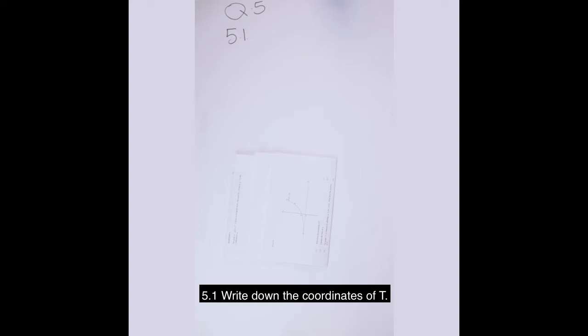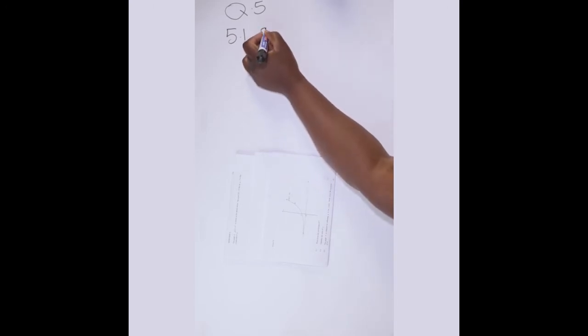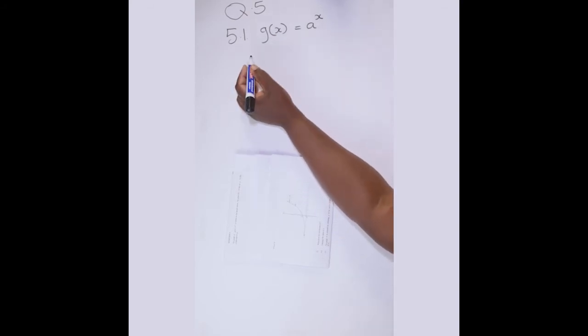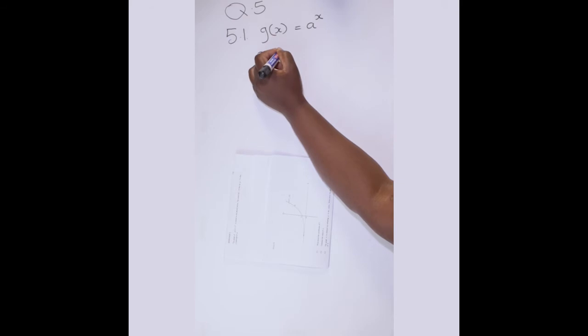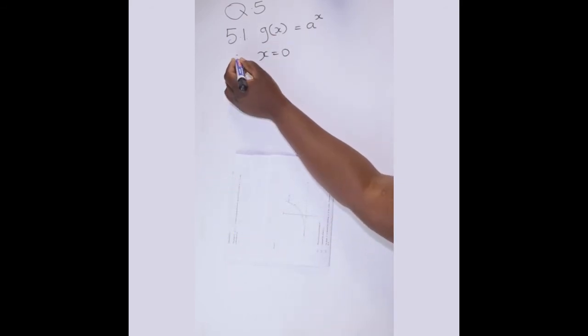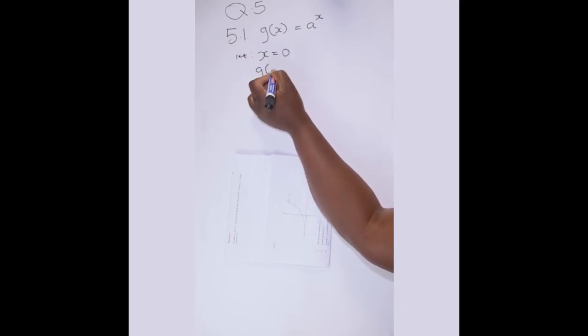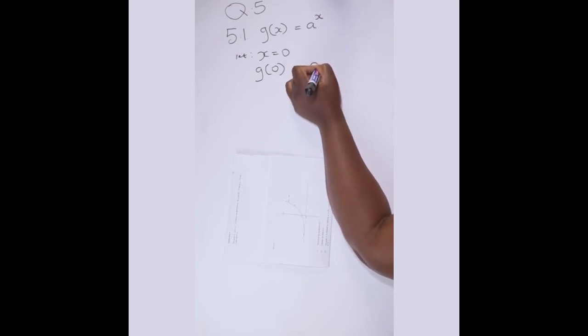So to find the coordinates of T, we have to let x be equal to 0. Even though our equation is not complete, we are given g(x) = a^x, so we still need to find our value of y for intercepts. Every time we are looking for the y-intercept, we must let x be equal to 0. When you let x be 0, you put 0 wherever you see x. In other words, g(0) will be equal to a^0.